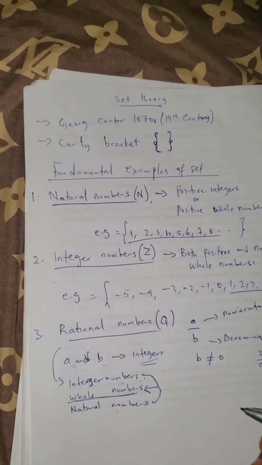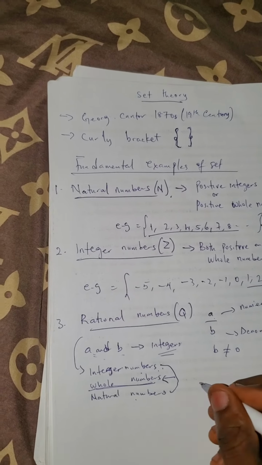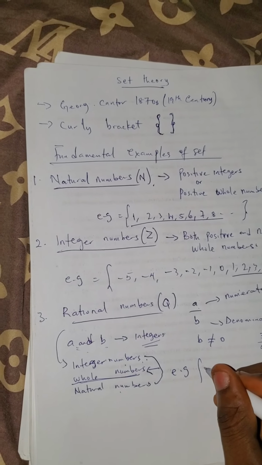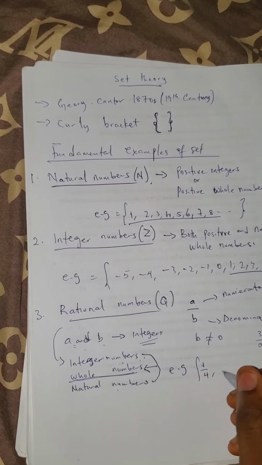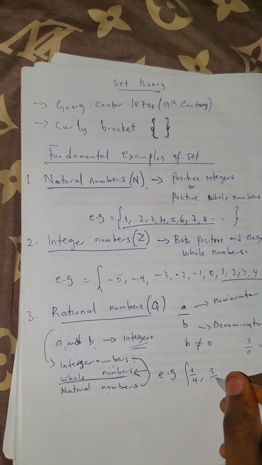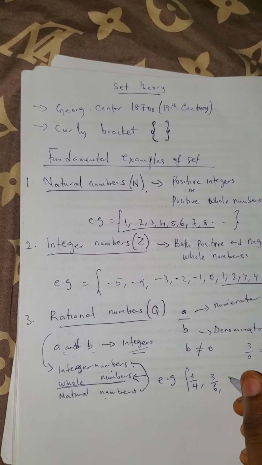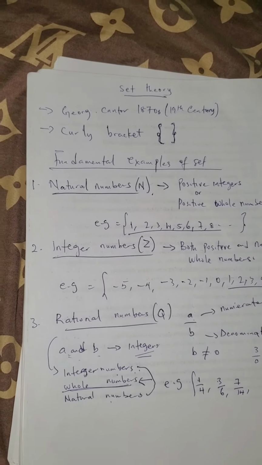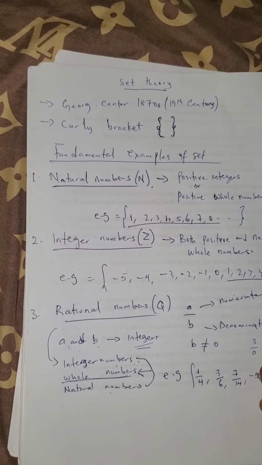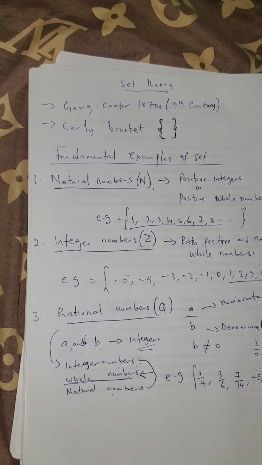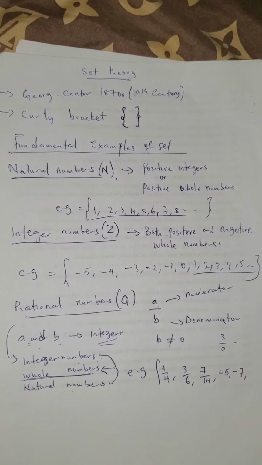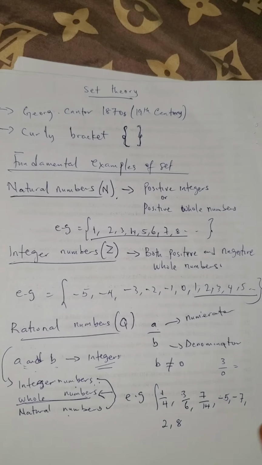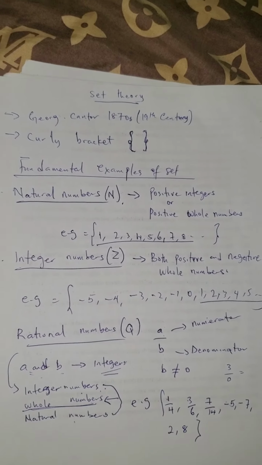Now let us see an example. I can have 1 over 4. I can have 3 over 6. I can have 7 over 14. I can have minus 5. There's a tendency that I have minus 7. I can have 2. I can have 8. Let me stop it here.